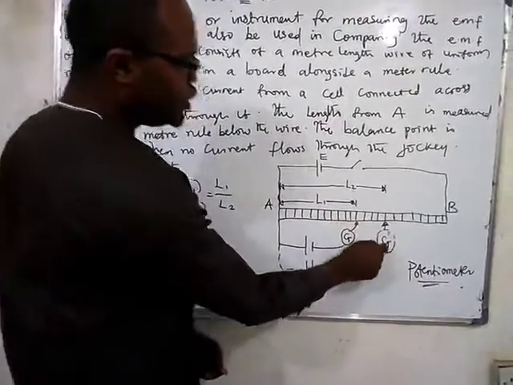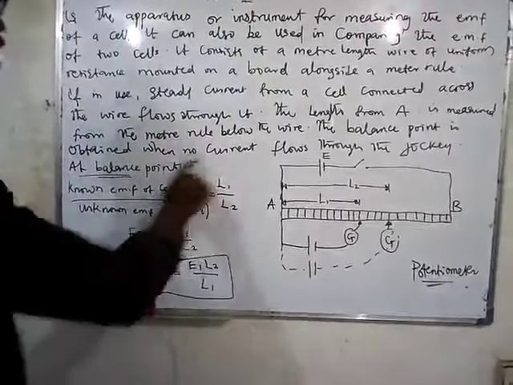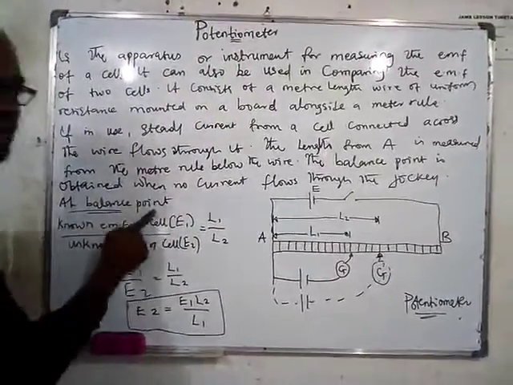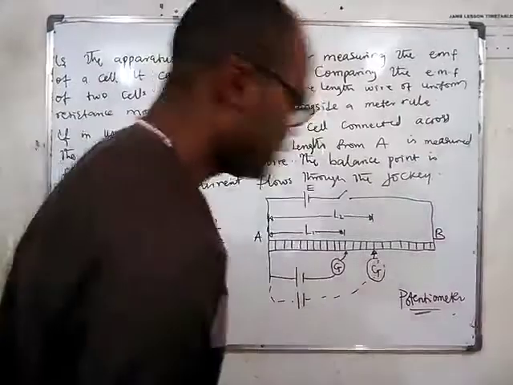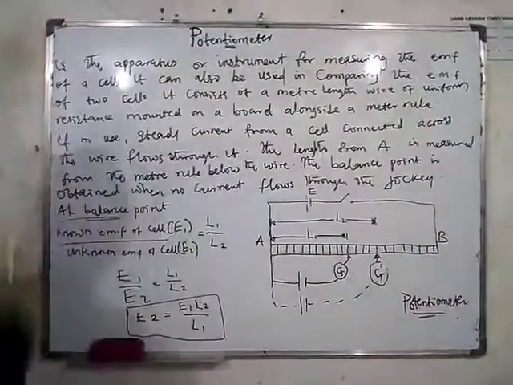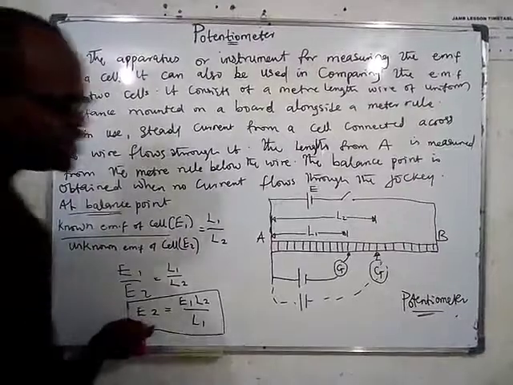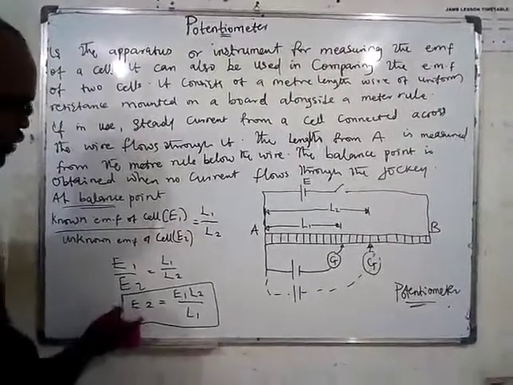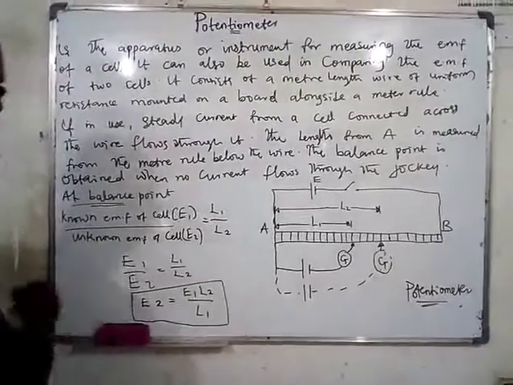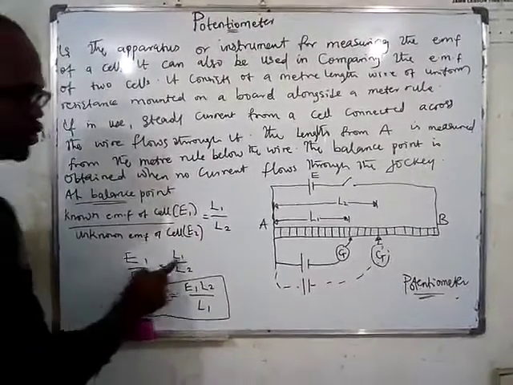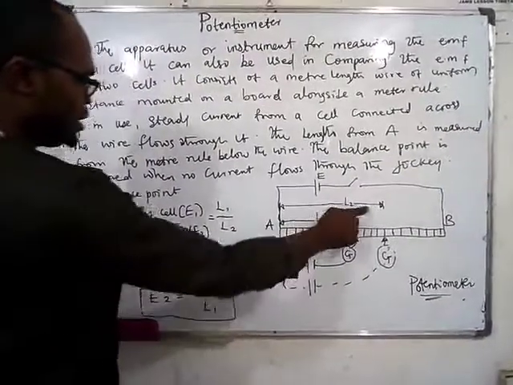Whenever you put your galvanometer and it's indicating no current flow, you know that you've arrived at the balance point. So at the balance point, how do you do the calculation to find the unknown e.m.f., the E2 that you're looking for? You simply say E1 over E2 is equal to L1 over L2.